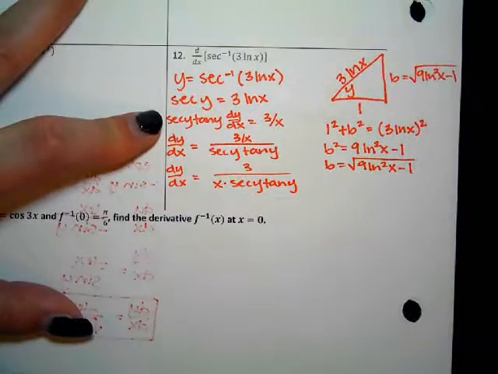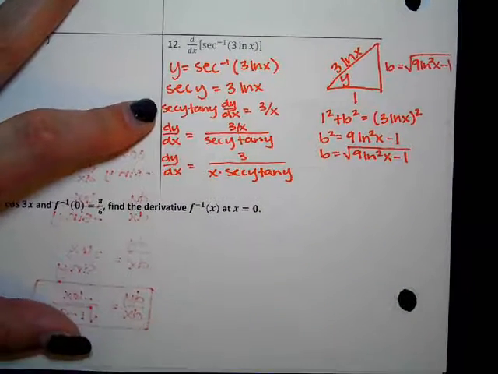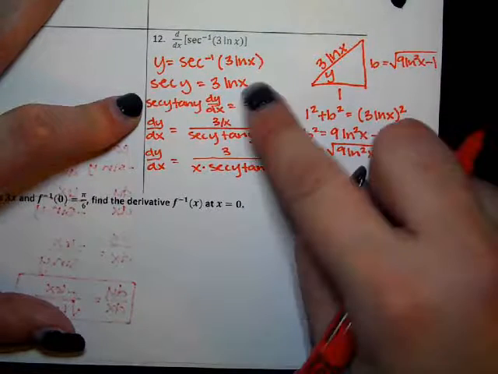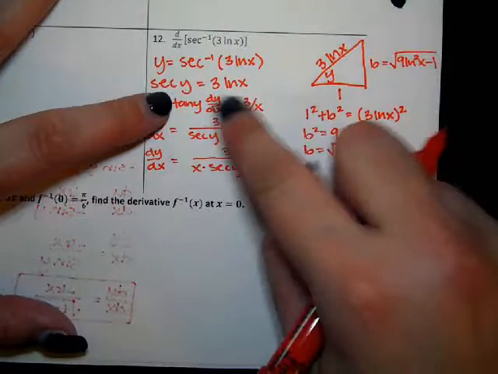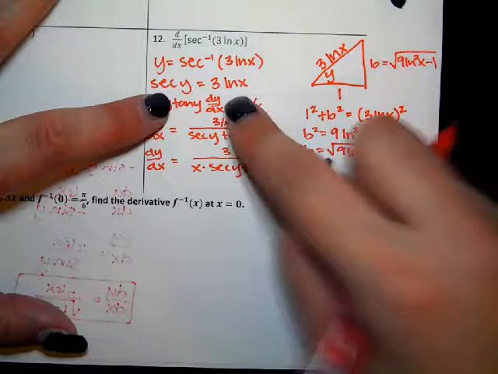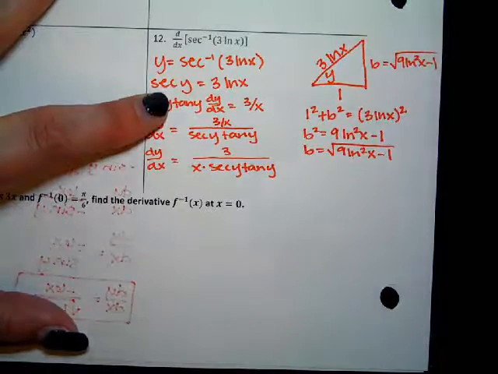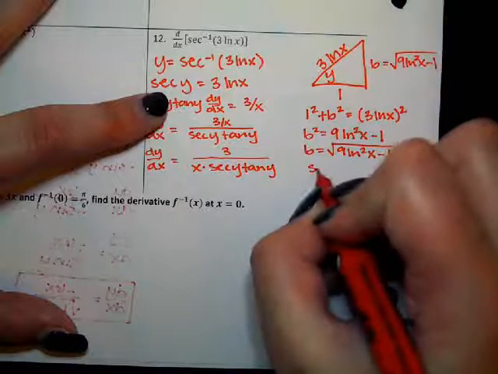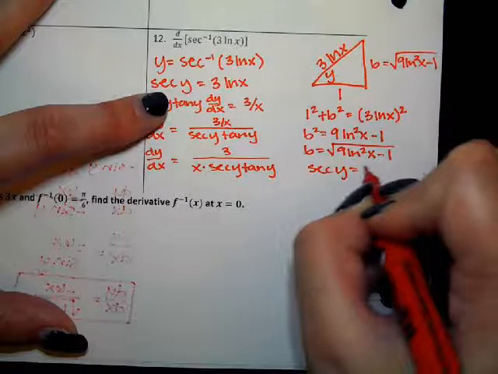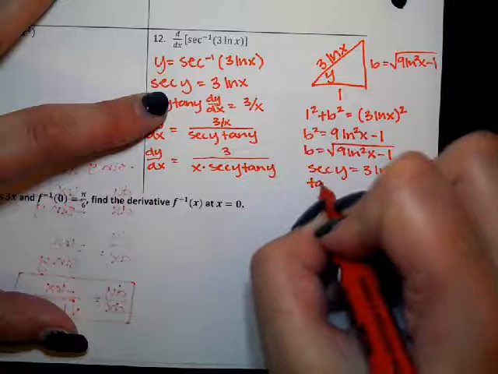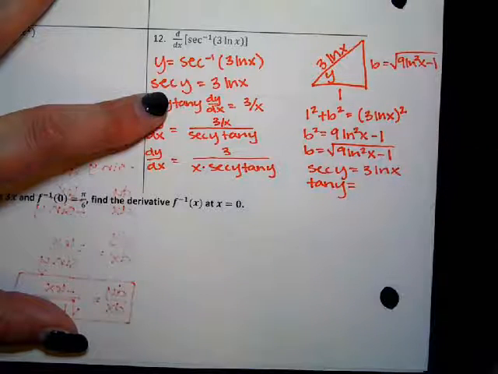Okay. So we know that secant y is 3 ln x because we already had it. We had it right here. So we just have to know what tan y is. So secant y is 3 ln x. That's from the original problem. What is tan y? Opposite over adjacent, which is?